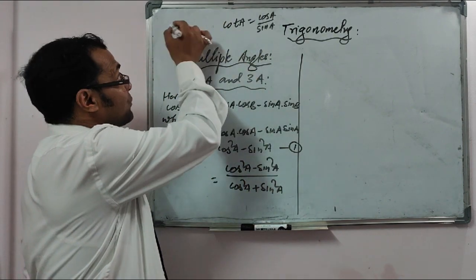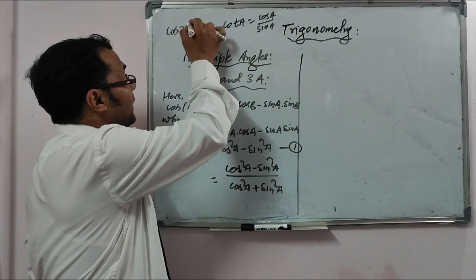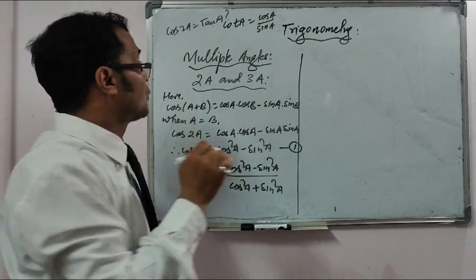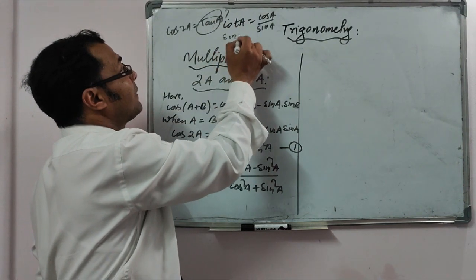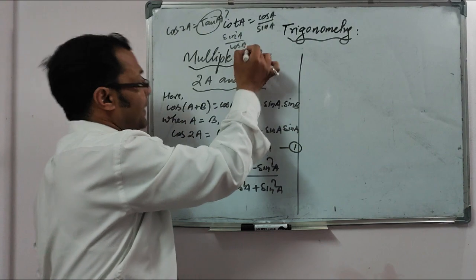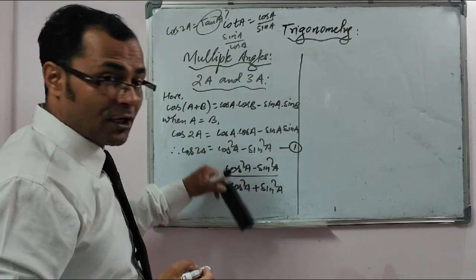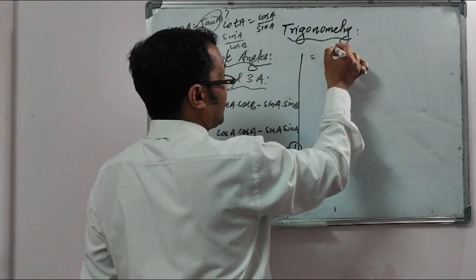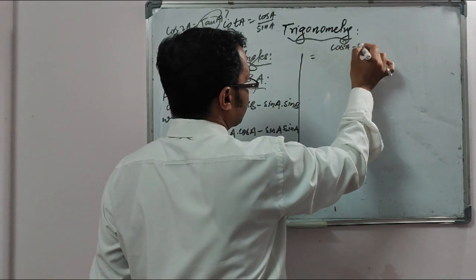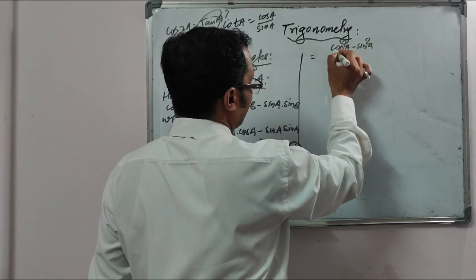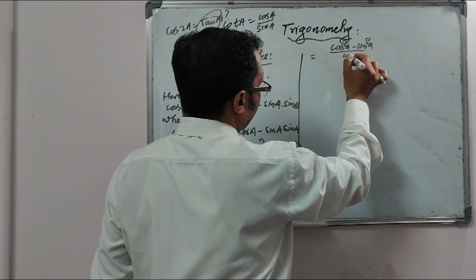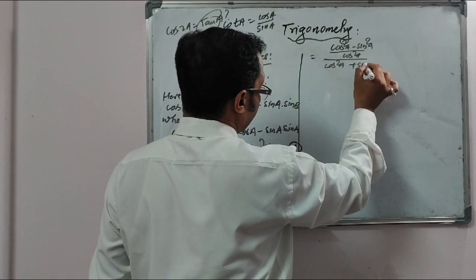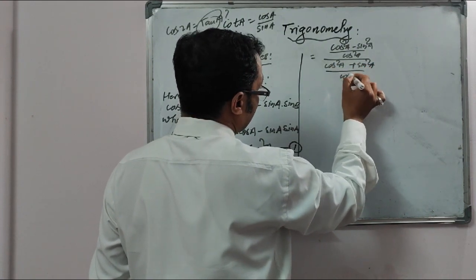Now we are going to make the formula of cos 2A in terms of tan. Alright? In terms of tan. So what is tan? Tan means sin by cos. You all know that. So I'm going to divide both numerator and denominator by cos square A. So what you are going to get is cos square A minus sin square A by cos square A, upon cos square A plus sin square A by cos square A.